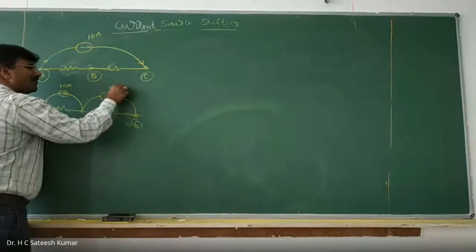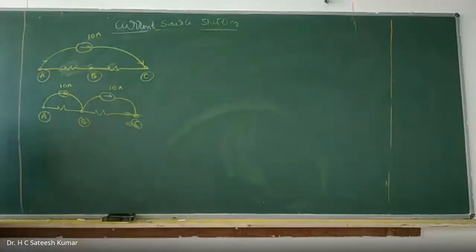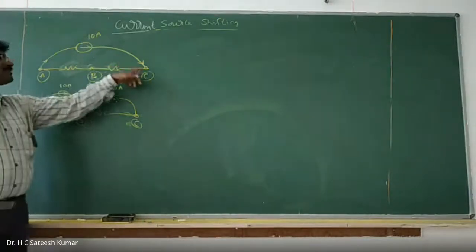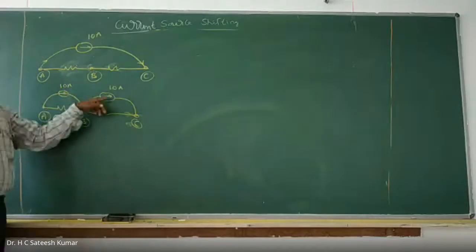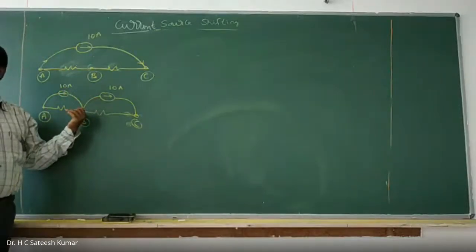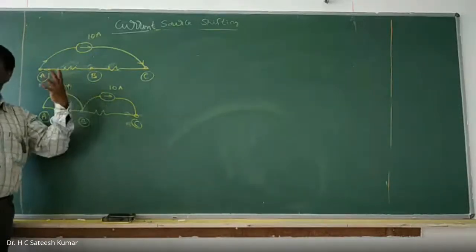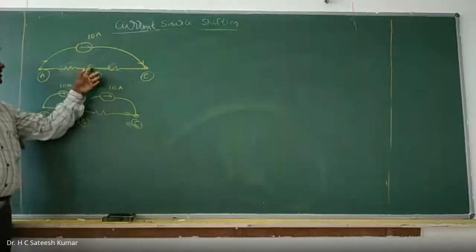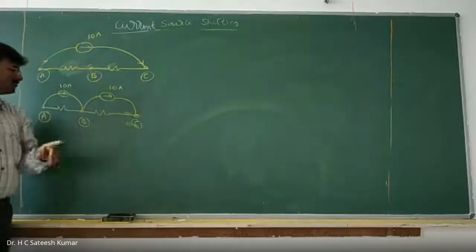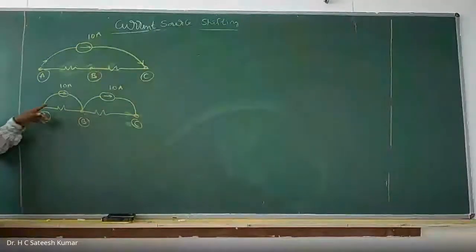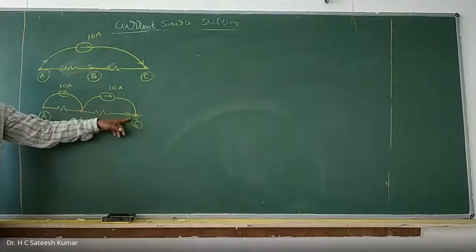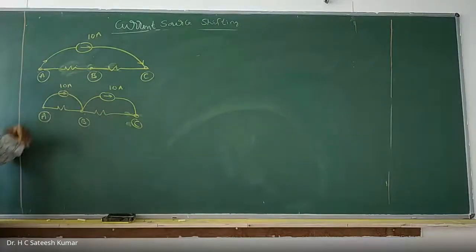Now you see that I am not disturbing the KCL at any point. 10 amps leaving, 10 amps entering. Here it is 0: 10 amps entering, 10 amps leaving. I have modified the circuit in such a fashion that the current at each and every junction will remain the same. So at this point, the current remains 0 only. This is 10 amps leaving. That's how.